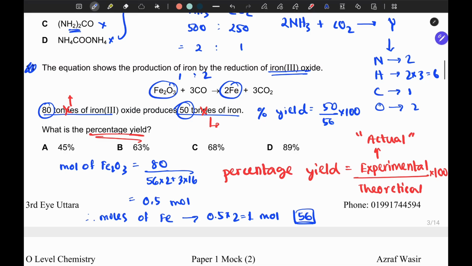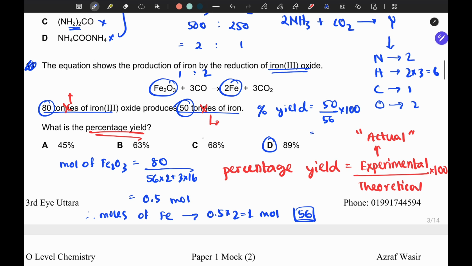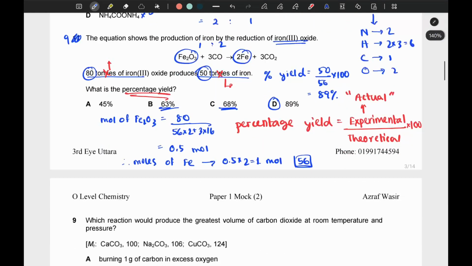mass, times 100. And if we do that, just by observation, we can immediately determine that it's going to be 89, because think about it. If it's 68 or 63, then it would be closer to half of 56. But over here, this is significantly closer to 56, so that means it must be 80%. It's just an observation. You don't really have to worry about it. You can calculate it. No one's stopping you.